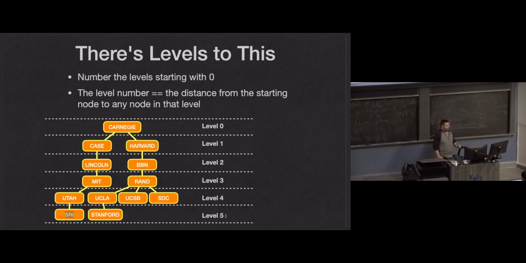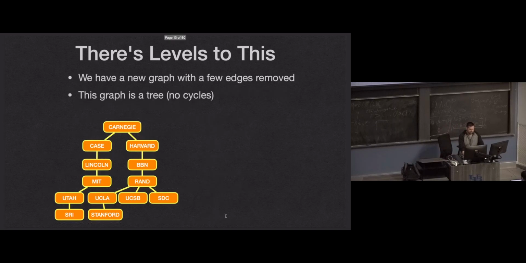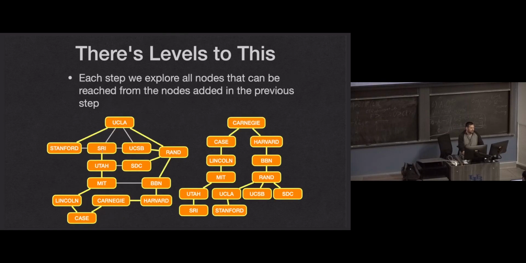But between SRI and Carnegie, in this graph, you're never going to find a path less than 5. And I can say that confidently because breadth first search confirmed it. When we found SRI, it has distance 5. It was on level 5, where I found a path of length 5. There can't exist a path of length 4, or else breadth first search would have found that path. The fact that it didn't find any path of length 4 and it put it on level 5 means distance 5.